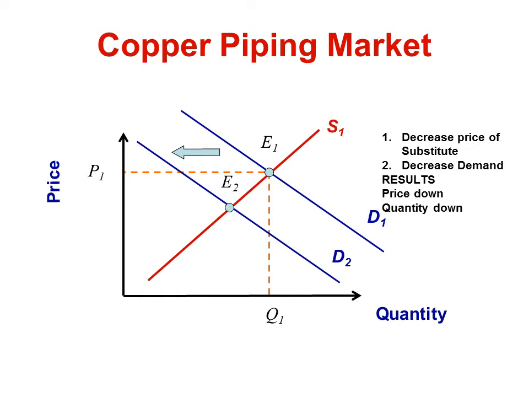What will be the result of this decrease in demand? Quantity will decrease and price will decrease. So again, we identified the market, copper piping markets. We made certain to identify which non-price determinant of supply and demand affected the market. In this case, the decrease in the price of the substitutes. That ultimately shifted the demand curve leftward from D1 to D2. And the result of the leftward shift, or decrease in demand, is a price down, quantity down in the market for copper piping.